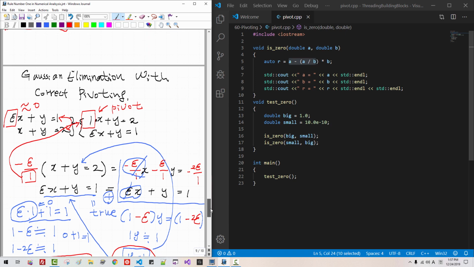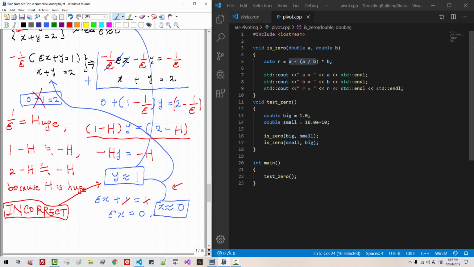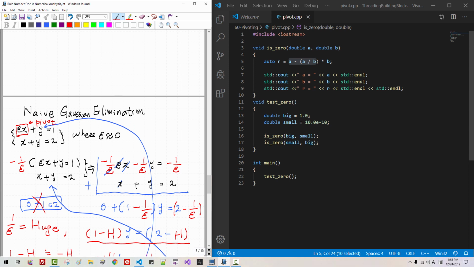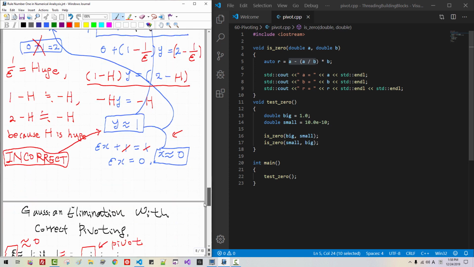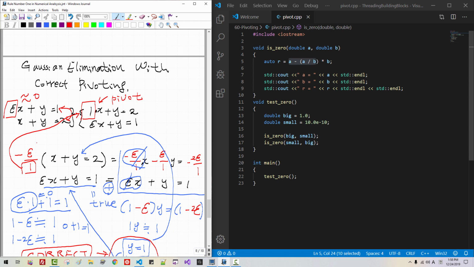If we compare this result with this result, in this case we selected this element as the pivot element. In this case we selected this element as the pivot element.